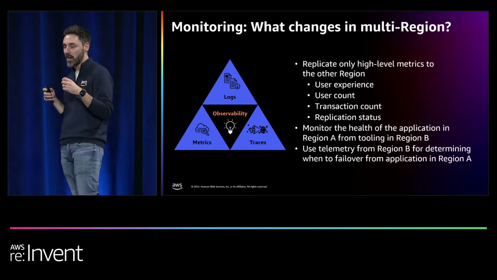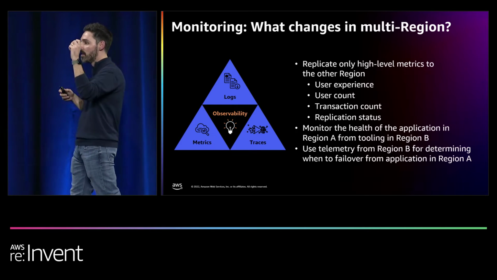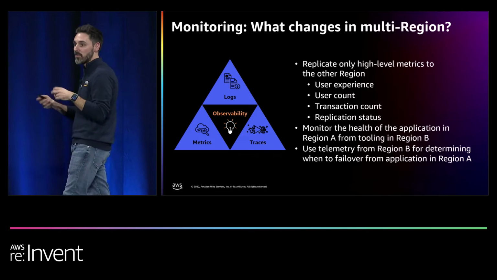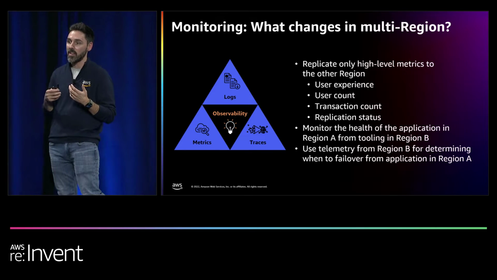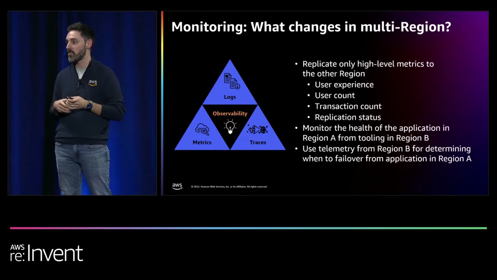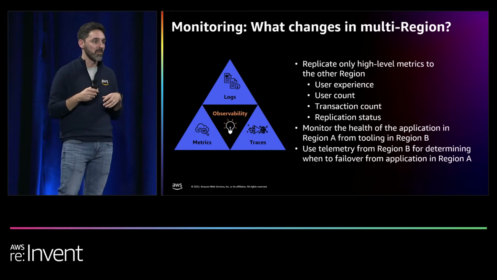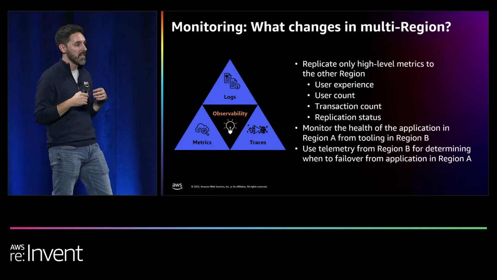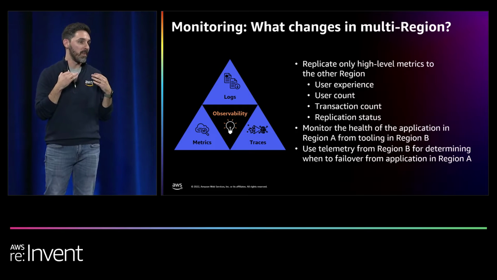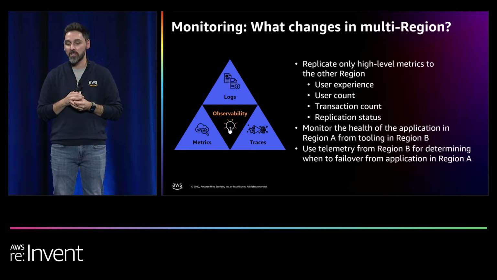And we also want to monitor the health of the application in our primary region, or region A, from region B. We want an outside view of the health of that application. And really this telemetry will be useful in helping understand the health and be an input for that failover decision process.